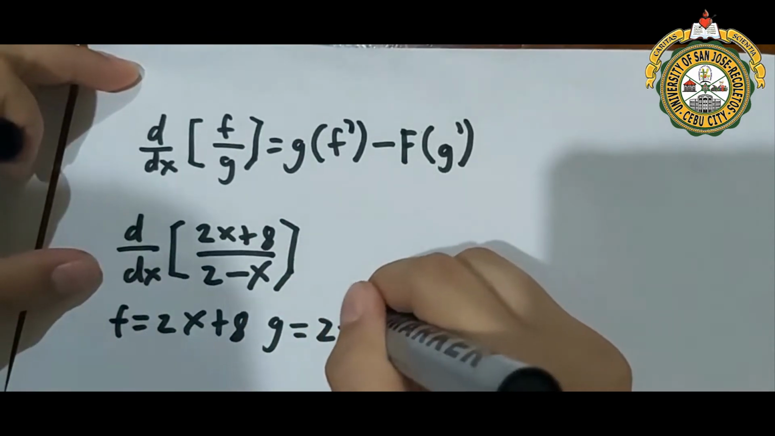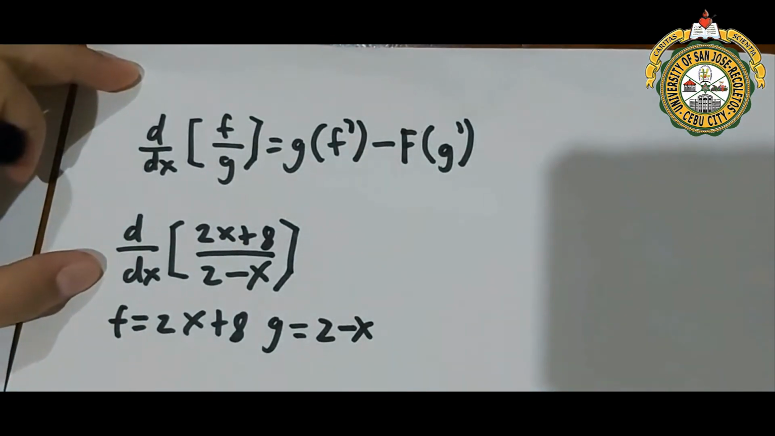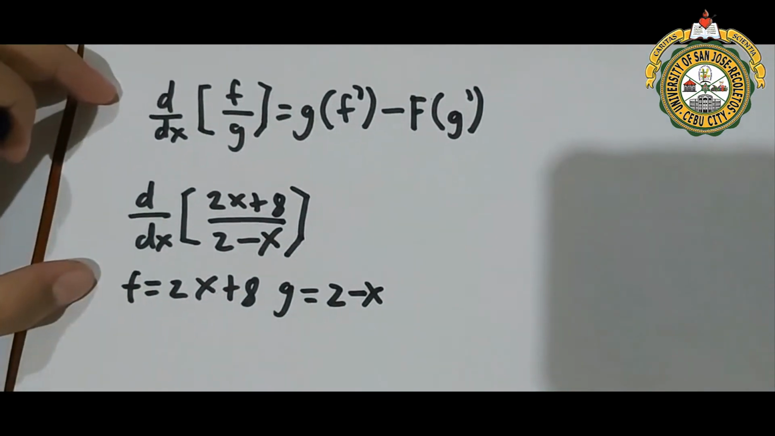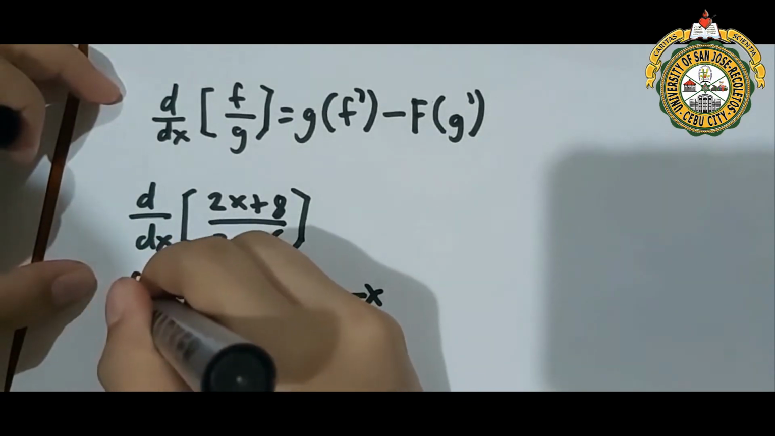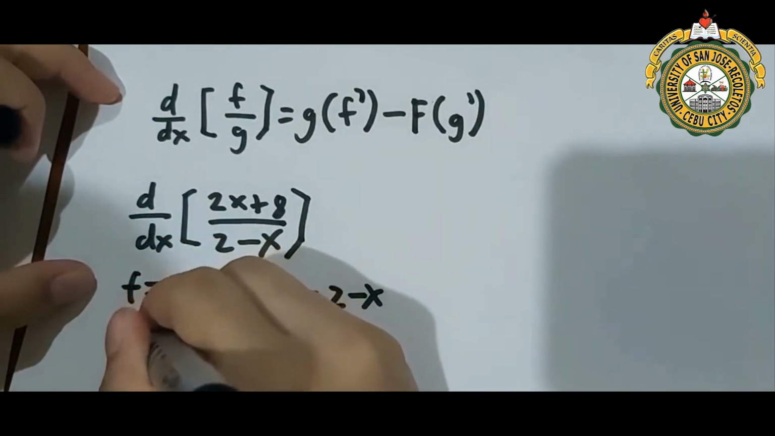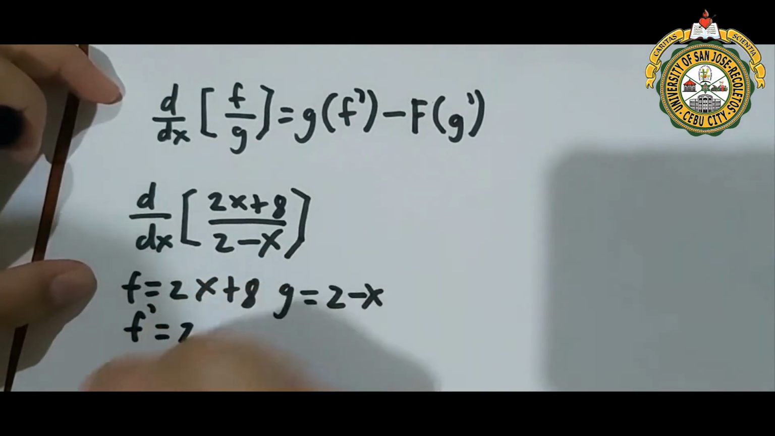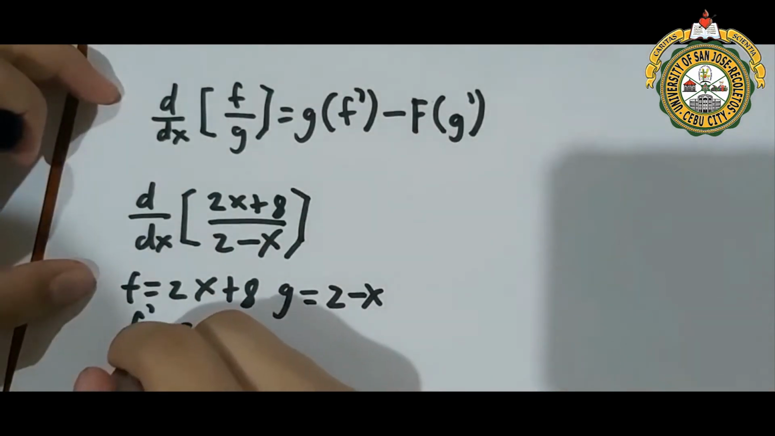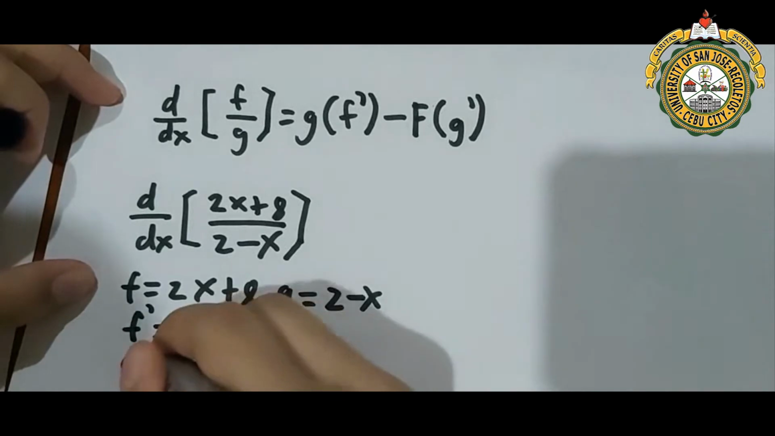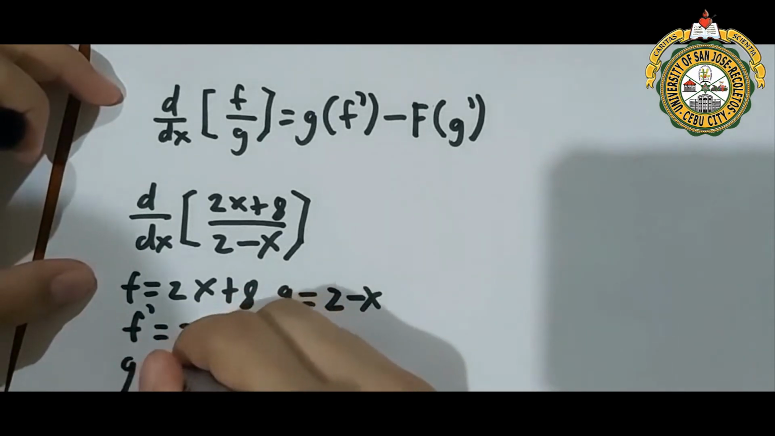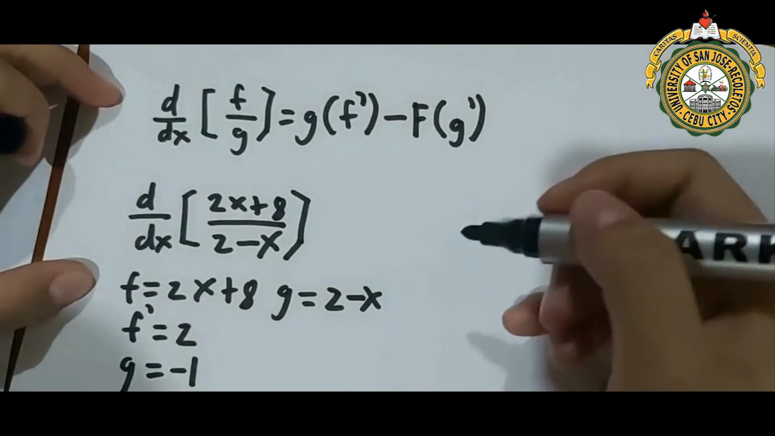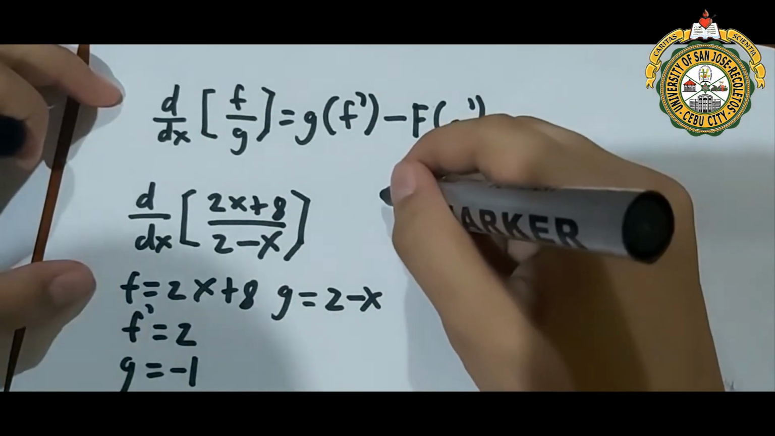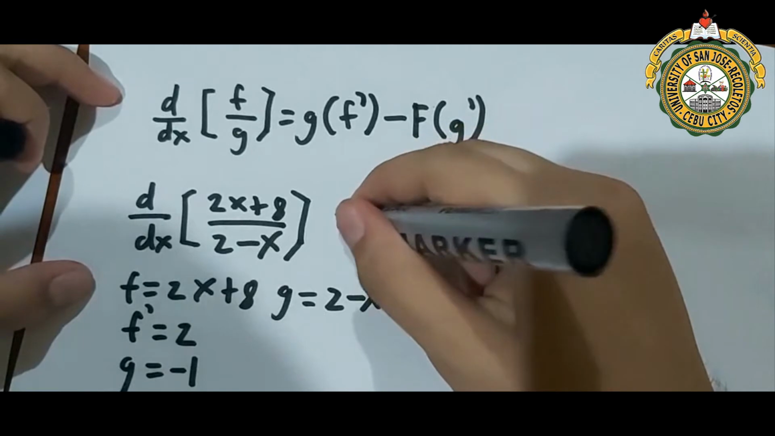So here is the quotient rule. The derivative of f(x) over g(x) is g of x multiplied by the derivative of f of x, minus f of x multiplied by the derivative of g of x, over g of x squared. Next, let's label what we know. f of x is 2x + 8 and g of x is 2 - x, as shown in the video.